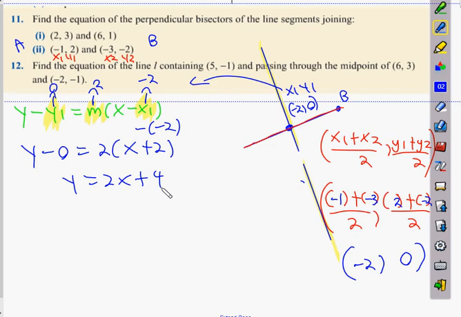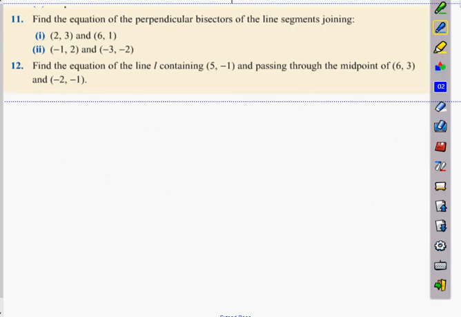Now, the next question is different again. And the next question, can anybody tell me what to do with the next question? I'll pause it and you can tell me what you think you do.